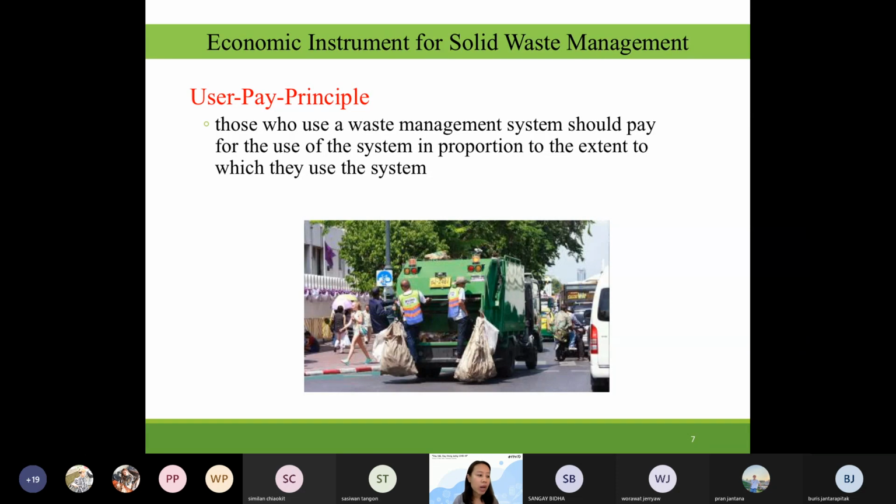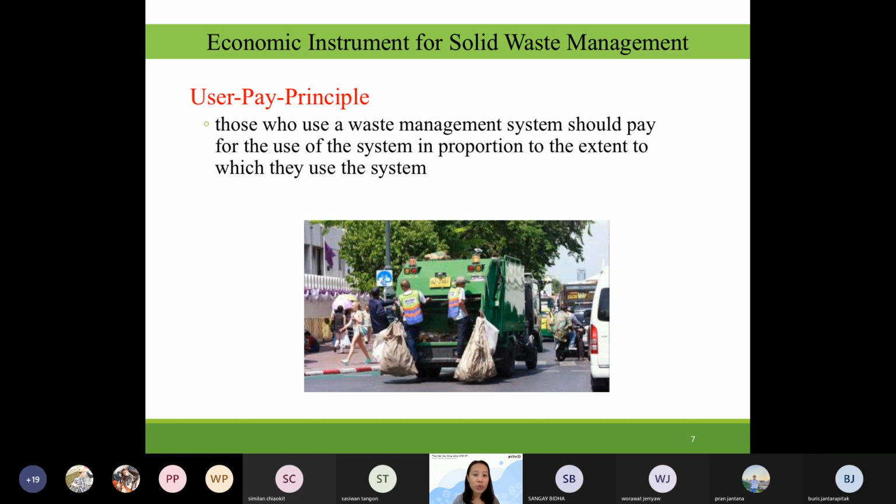As I showed you in previous slides, we have to pay the local governments for the waste collection, maybe about 20 baht or 30 baht per month. That means we use the system for the collection, right? We have to pay money as a charge or fee, like a user pay principle for the collection system of solid waste. This is one economic instrument that is used in Thailand for waste management.